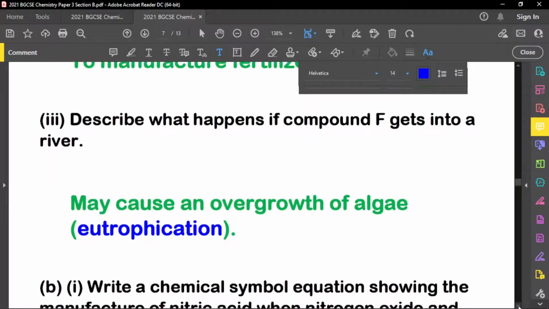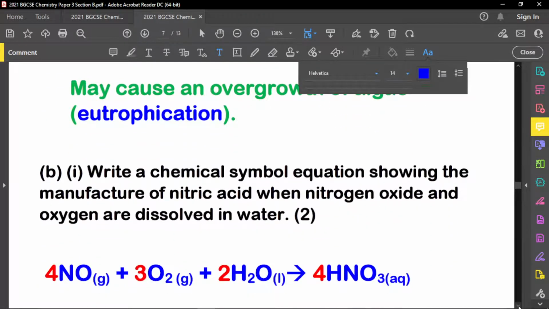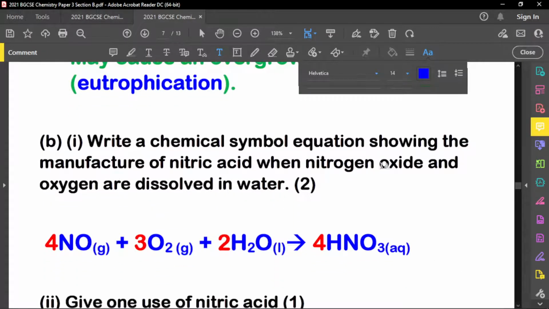Part B now is to write a chemical symbol equation showing the manufacture of nitric acid when nitrogen oxide and oxygen are dissolved in water. I noticed they didn't specifically state nitrogen dioxide; that's one point, they also say nitrogen oxide. So the reaction will look something like this, in a balanced form. As a matter of fact, try to write your state symbols. NO is a gas, O2 is a gas, H2O is a liquid, HNO3 is an aqueous solution.